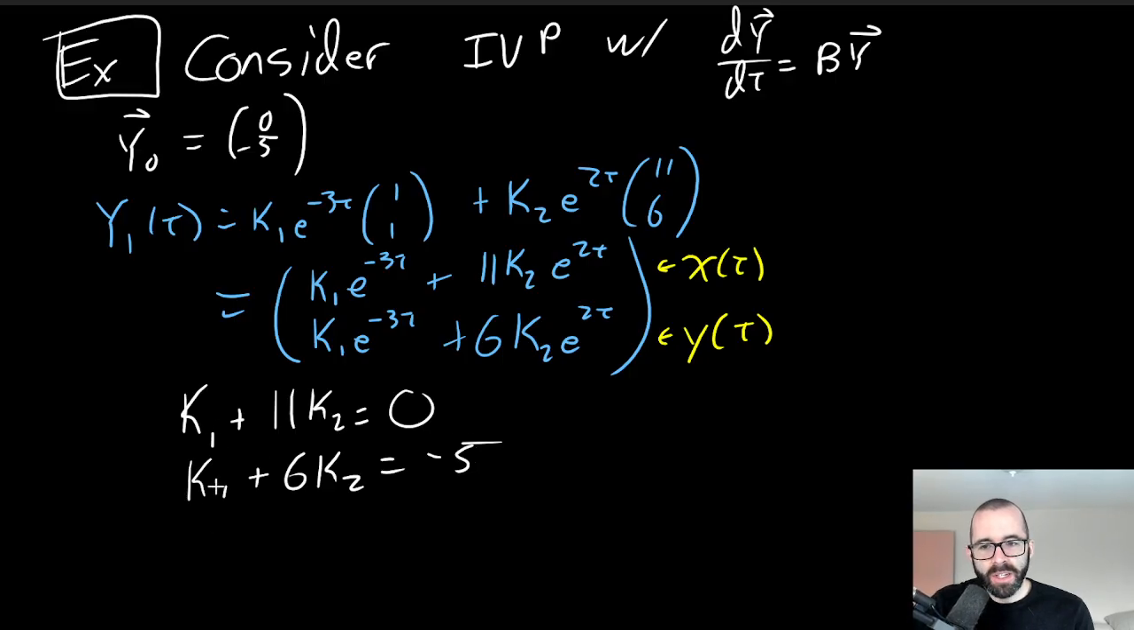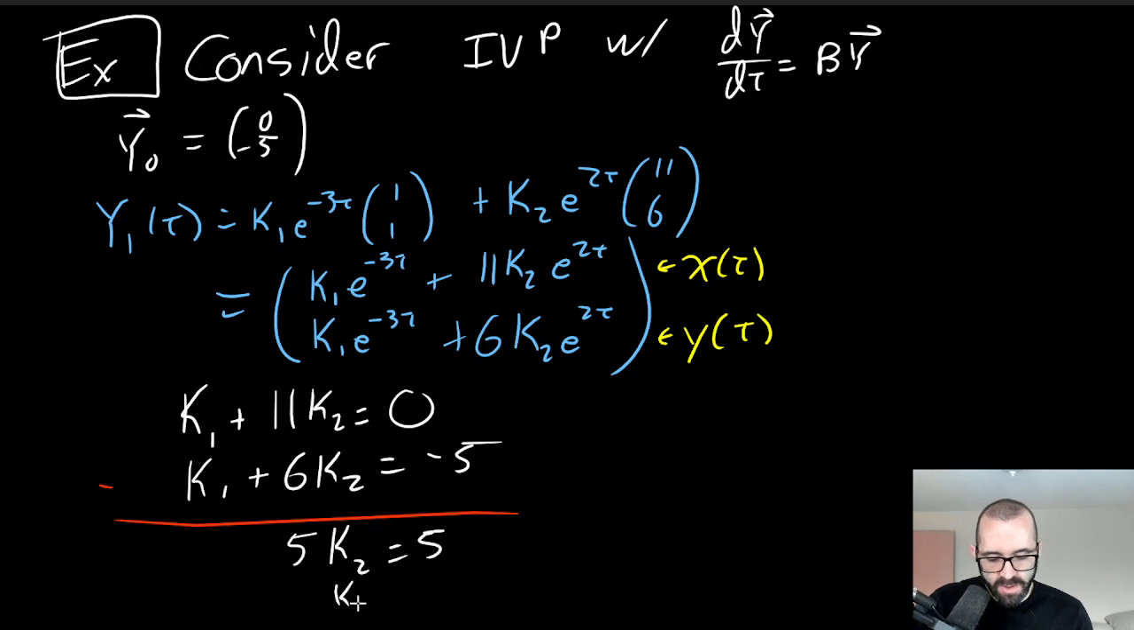We can actually solve this pretty quickly, right? With elimination. If you subtract these two equations, what you're going to get is just 5K2 equals 5. So K2 is just 5. No, 1. And if K2 is 1, K1 has to be negative 11. All right, good. And so we do have our particular solution for this initial condition.